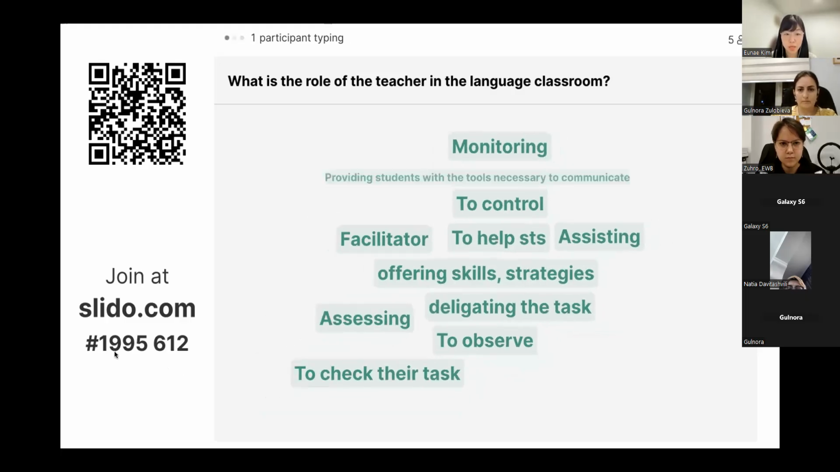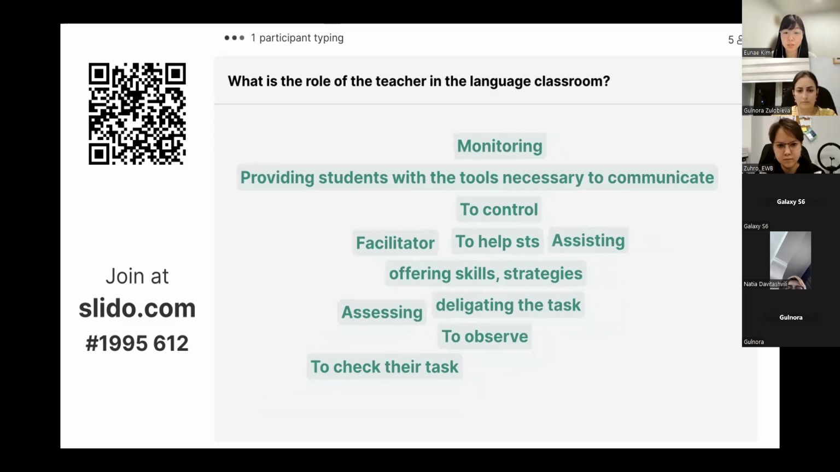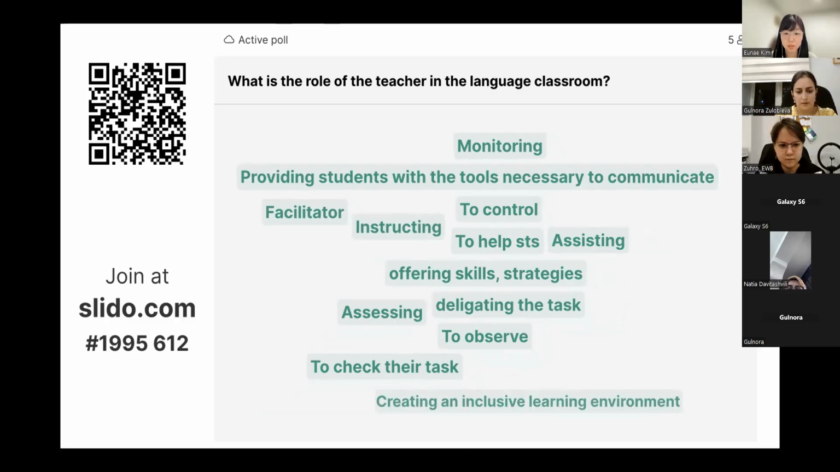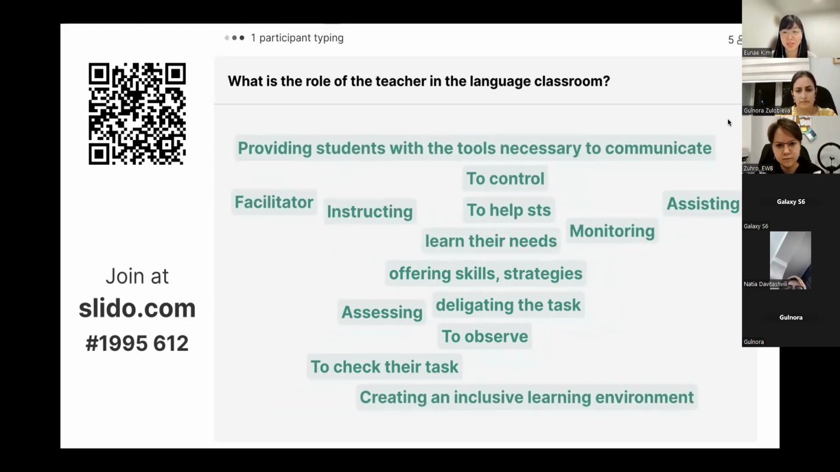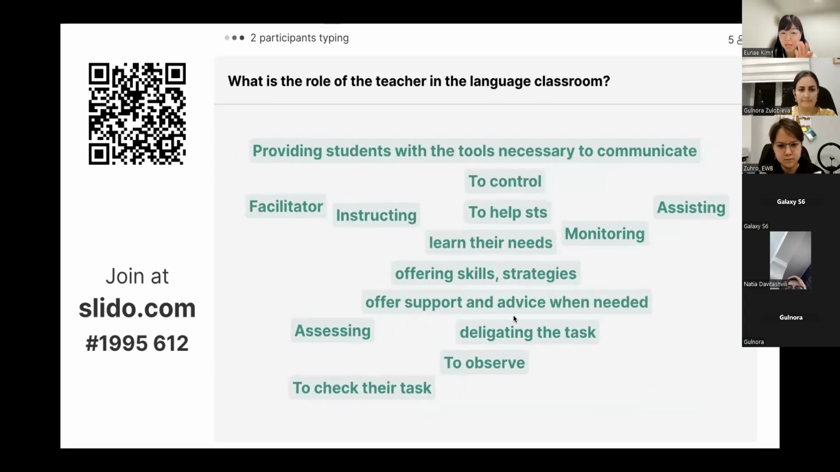Okay. Yeah. Monitoring. Assisting. Offering skills and strategies. Very good. Check their task. Creating an inclusive learning environment. That's very important. Amazing. Yes. To control what's happening. Yes. Support and advice. This is very good. Assessing. That's amazing. Important part too.